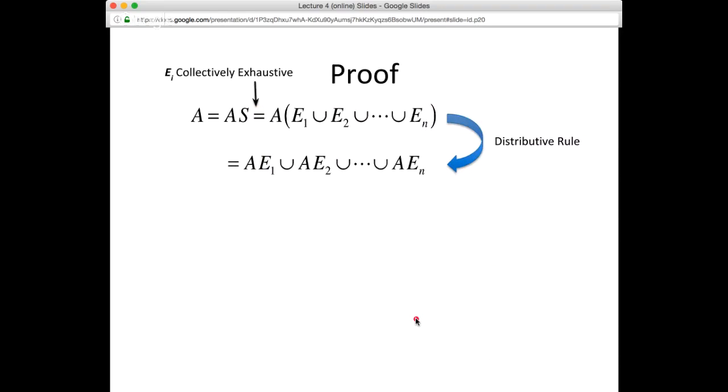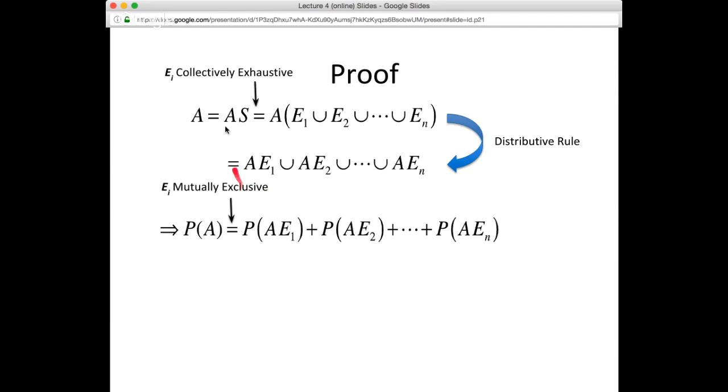So here's the proof for the theorem of total probability. Let's just start with the event A. The event A is going to be equal to the intersection of A and the possibility space S, just because if we intersect S with the event A, we just get back A. And because these events were collectively exhaustive, we can re-express S as the union of E1 through En. Okay? And then we can distribute that event A through the parentheses. And so we end up with A intersect E1, union A intersect E2, and so on to A intersect En.